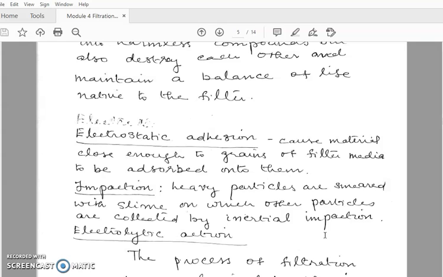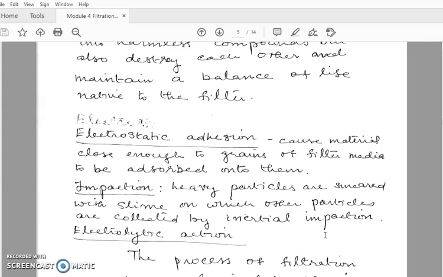It slides over the slime layer and moves downward, and what will happen? It will be collected by this sticky material, and because of the inertial impaction it sticks to that particular layer. That is the impaction.